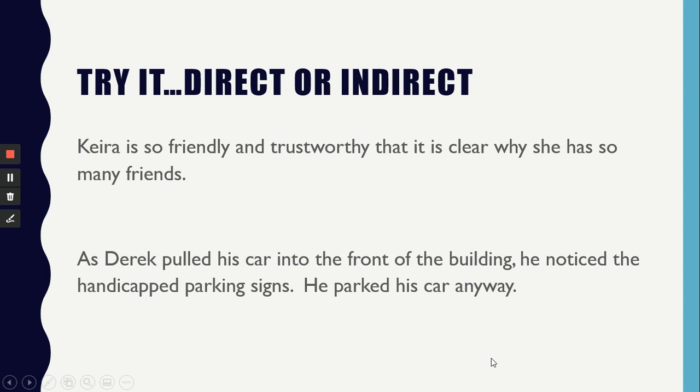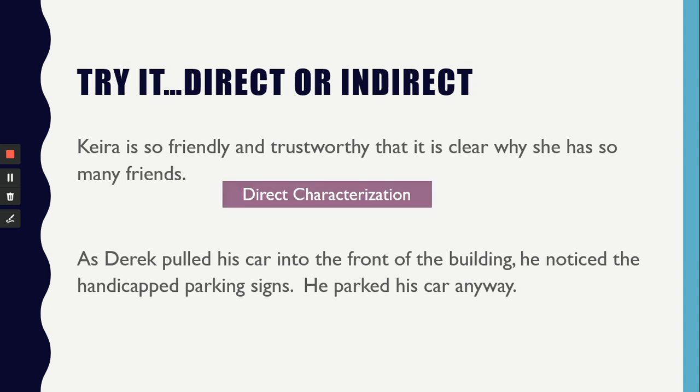We have two examples here. I want you guys to think about whether these are direct or indirect characterization. The first one says, Kira is so friendly and trustworthy that it is clear why she has so many friends. Do you think that this is direct characterization or indirect characterization? If you thought direct characterization, you're right. It says that Kira is friendly and trustworthy. Those are character traits that the writer tells us. So this is direct characterization.